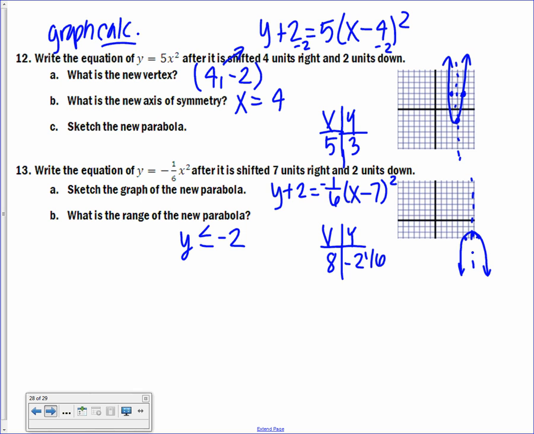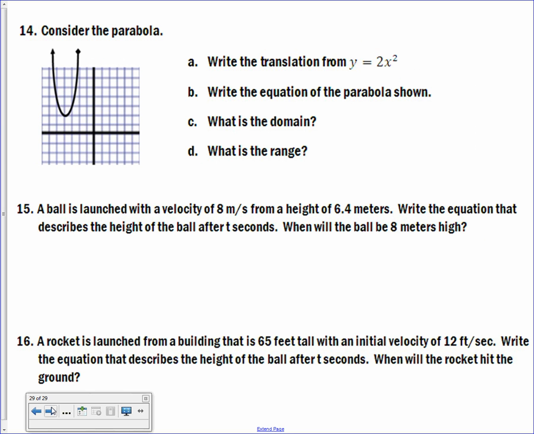Excellent. Okay, so let's go ahead and look at 14. Here is a new parabola, and it is translated from 0, 0. So it usually goes through 0, 0. Now it's going through 1, 2, 3, 4. Now it's going through negative 4, 2. So the translation would literally just be that negative 4, 2.